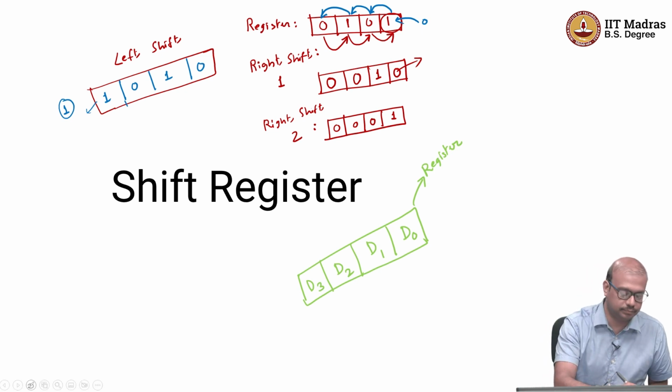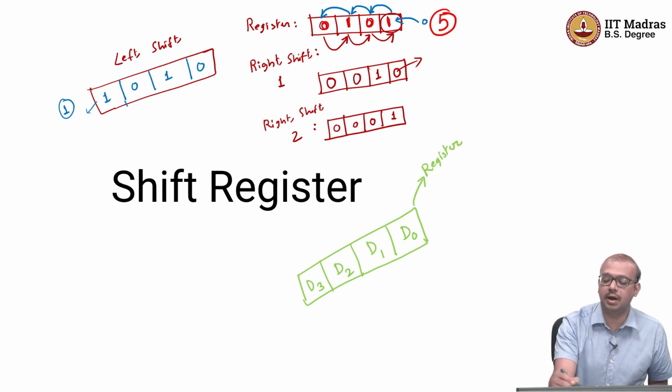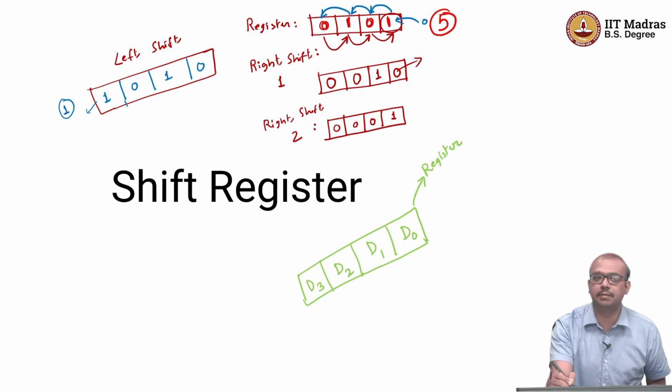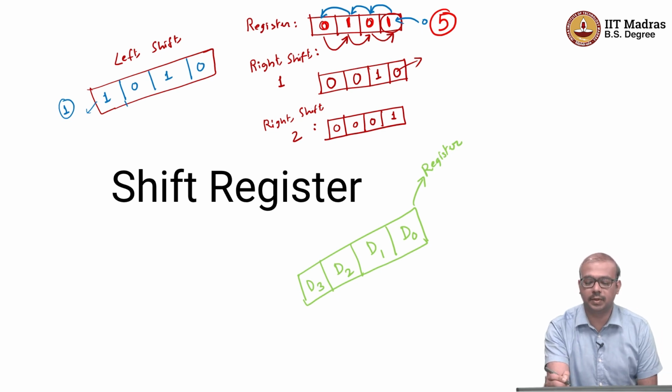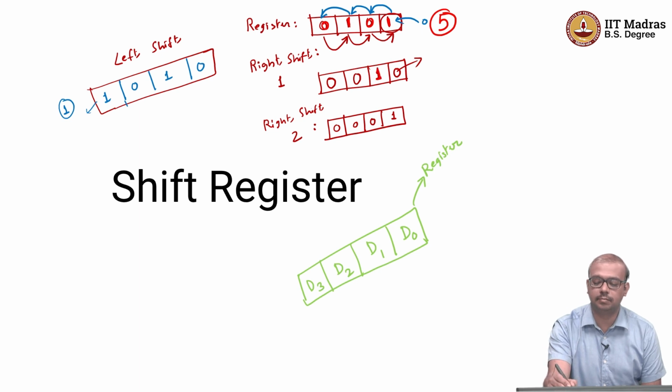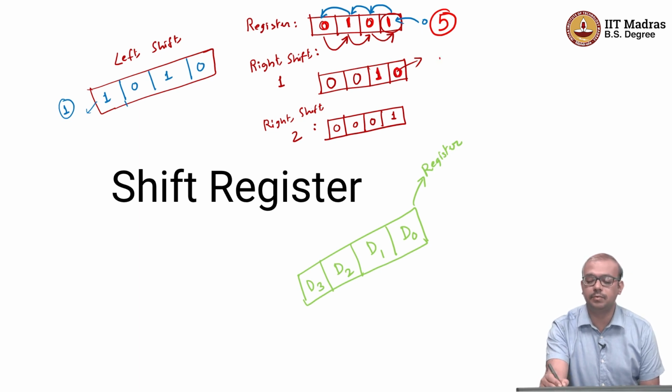This number that I have assumed here is 5, right? 0 1 0 1. This is 5. If I do a right shift, what is 5 divided by 2? 5 divided by 2 in integer arithmetic is going to be 2. There is nothing called 2.5 here. So it has become 2. What is 2 divided by 2? 2 divided by 2 is 1, right? So it has become 1.